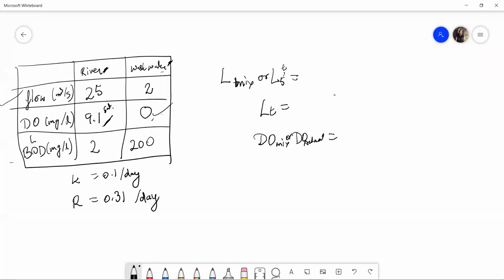Yes, it is always L for the fifth day. When you are considering L of t, the time duration is always for the fifth day. Whenever you take it, L of t is always for the fifth day. Are you clear? So whenever you find out L mix or BOD mix, it is always for the fifth day. The t value is 5. It's always for the fifth day you take.